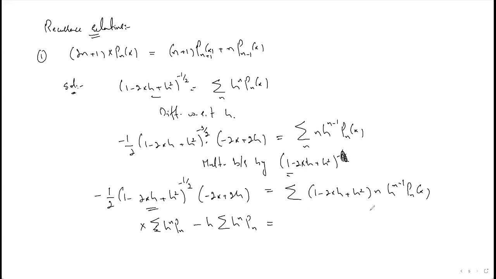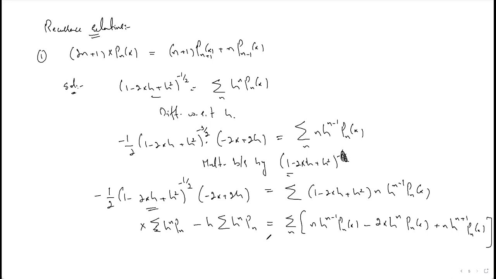Now I will write down all the three terms. The first term will be summation over n, n h raised to power n minus 1 pn of x. The second term will be equal to minus 2x, when I multiply by h, it will be h raised to power n pn of x, plus the third term, it will be n h raised to power n plus 1 pn of x, right? Okay.